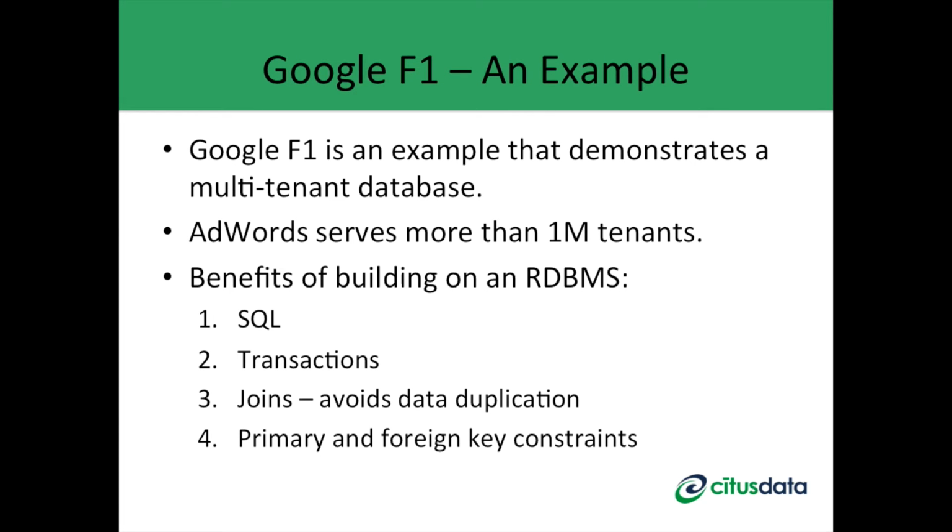Google's F1 paper is a good example that demonstrates a multi-tenant database that scales this way. The paper talks about technical challenges associated with scaling out the Google AdWords platform to over 1 million tenants. The paper also describes common RDBMS properties F1 leverages for powering the underlying AdWords platform. Some of these benefits are SQL, transaction support, joins so that you can avoid data duplication, and primary and foreign key constraints to ensure data integrity.